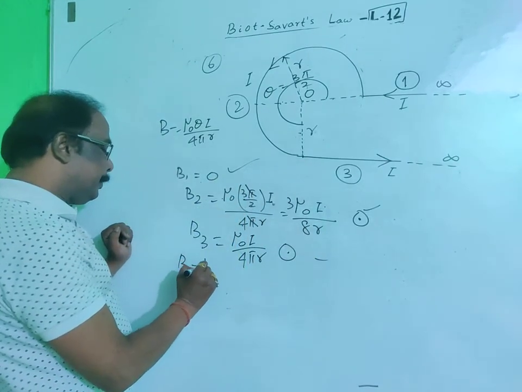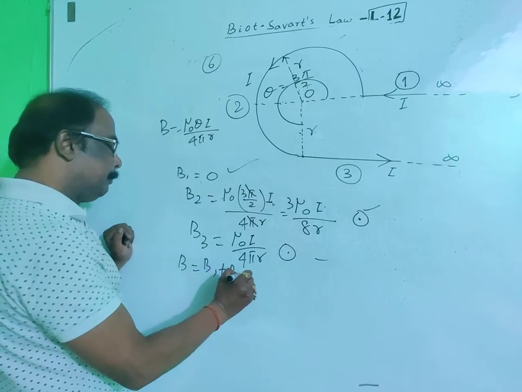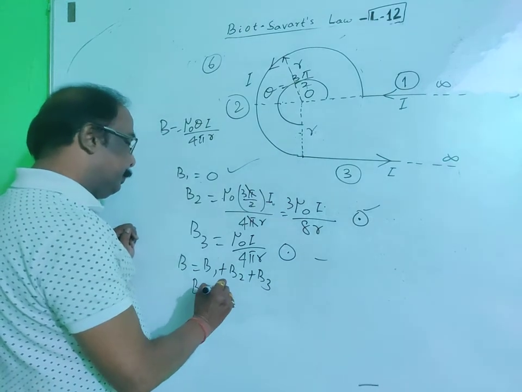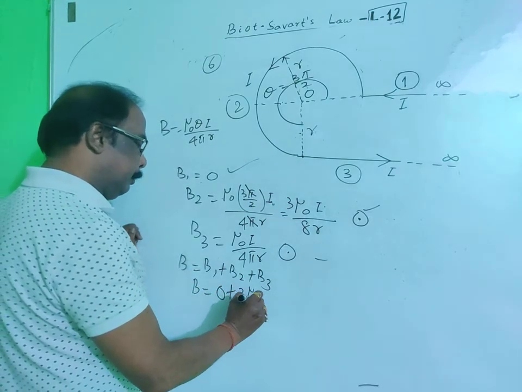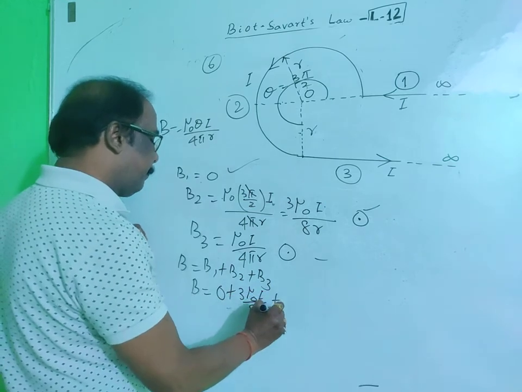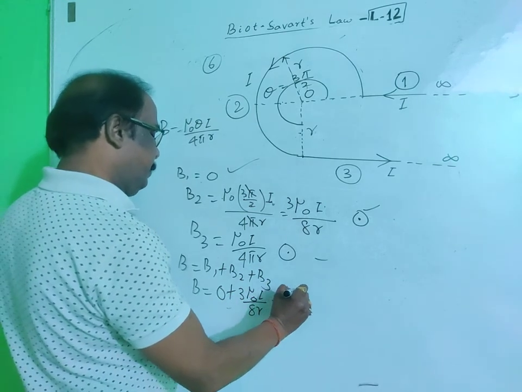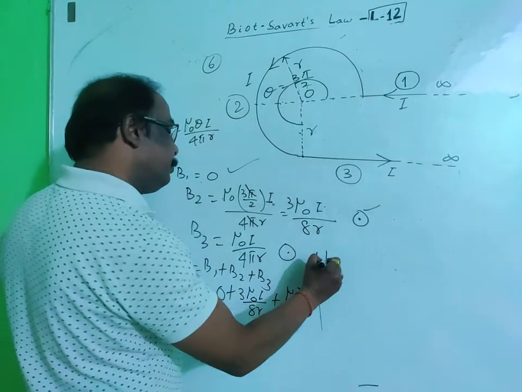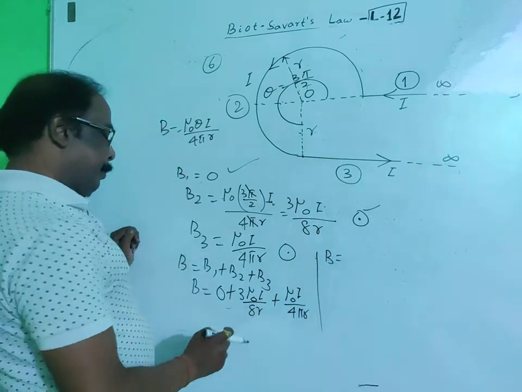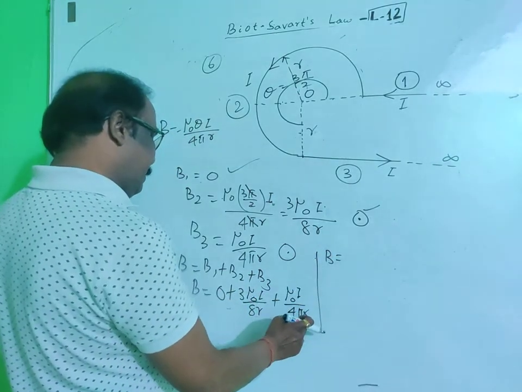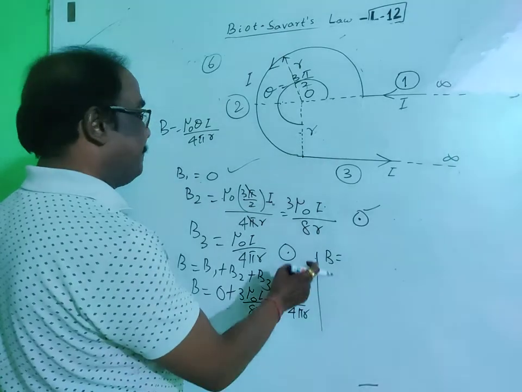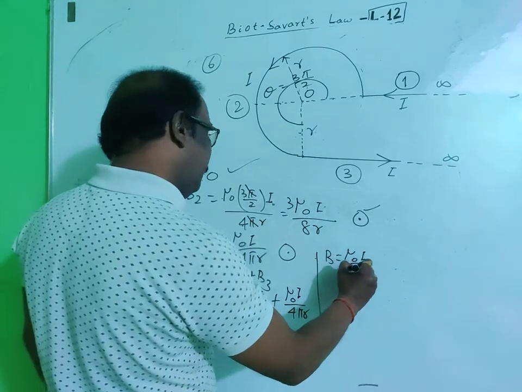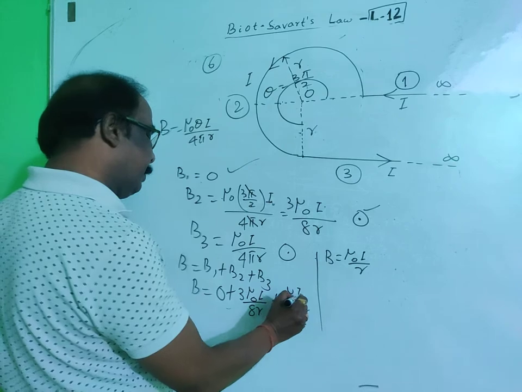Total magnetic field is B1 plus B2 plus B3. These are in the same direction, so we add 0 plus B2, 3 mu naught I by 8 r plus mu naught I by 4 pi r. Now solve it. B is equal to mu naught I by r.